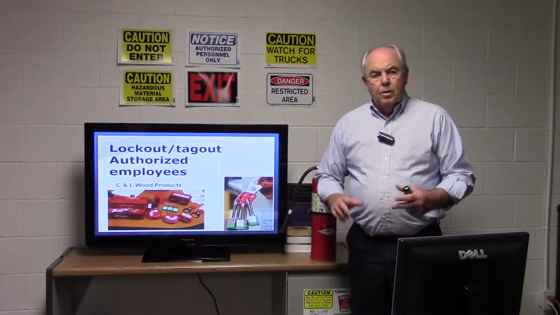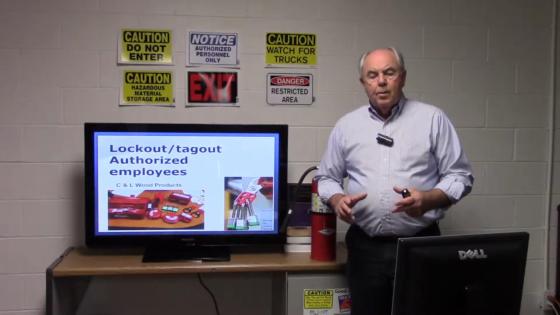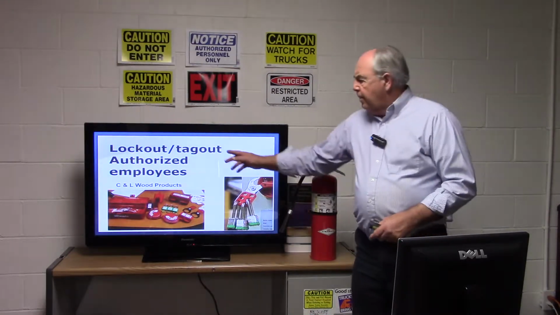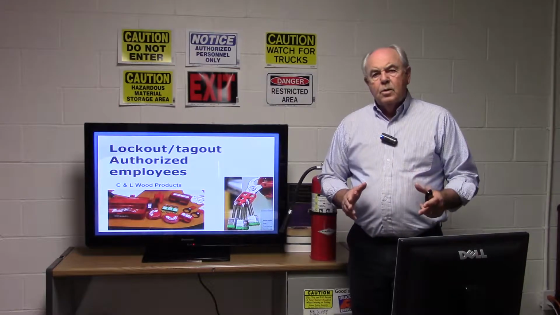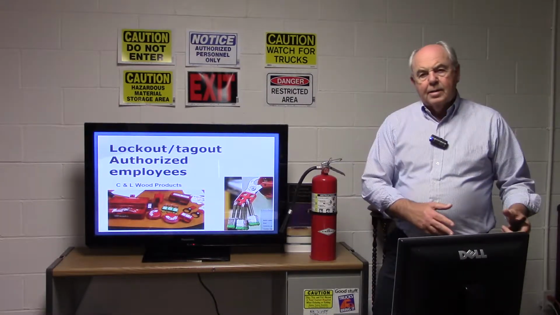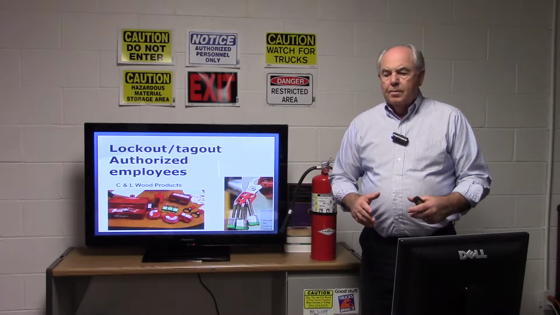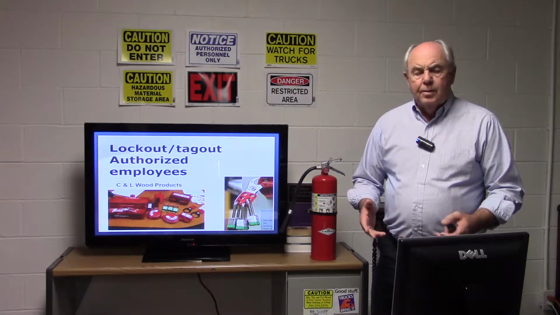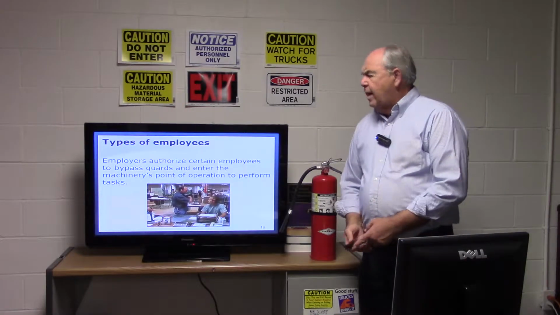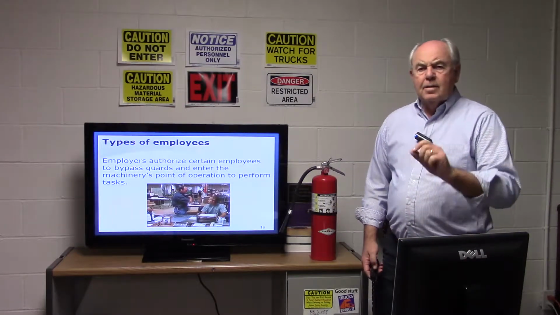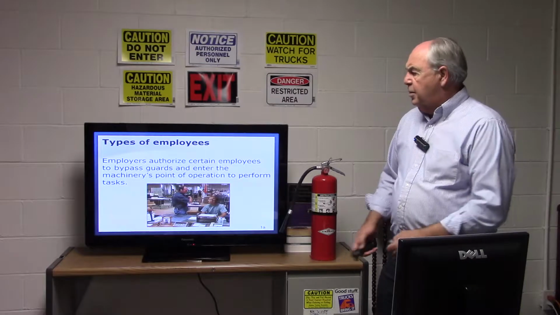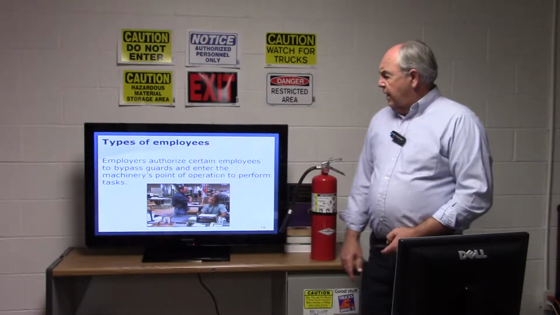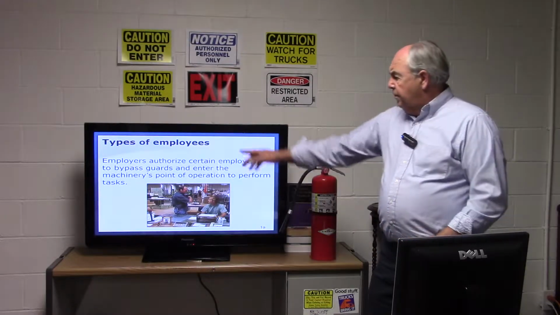Authorized employees are the ones who are actually authorized to implement lockout tagout using the locks and the tags and so forth. Affected employees are employees who operate the equipment that's being locked out. Other employees are the employees who work around the area, who might be working near a piece of equipment that is under lockout tagout. So make sure we understand that, because that's really important when we talk about this particular safety program. Types of employees. Like I said, I'm going to reiterate this.